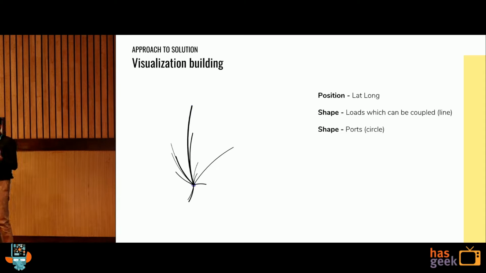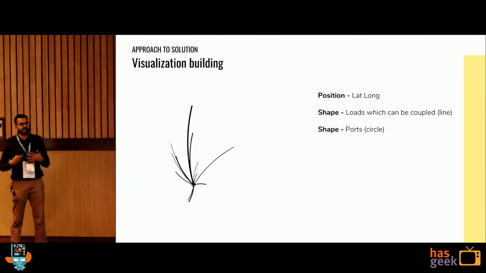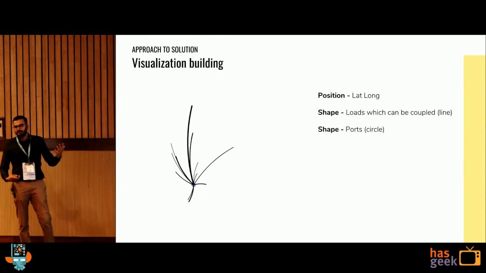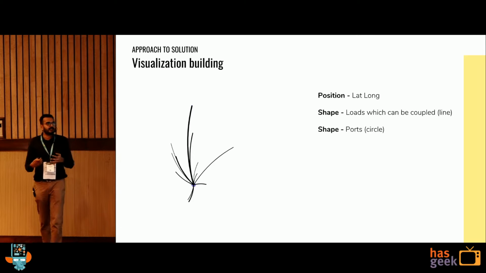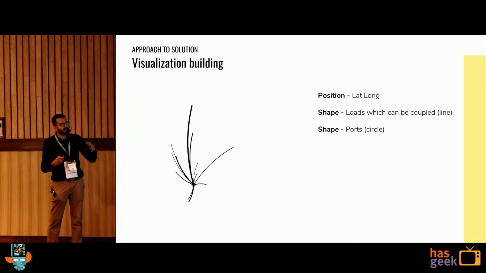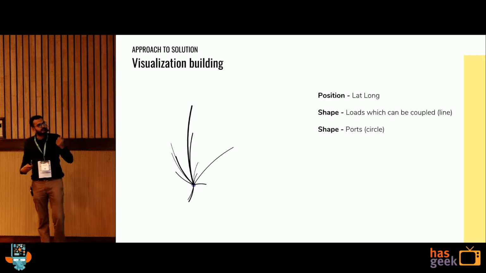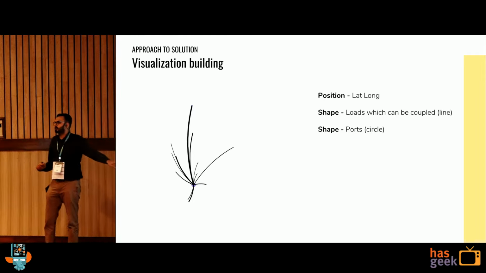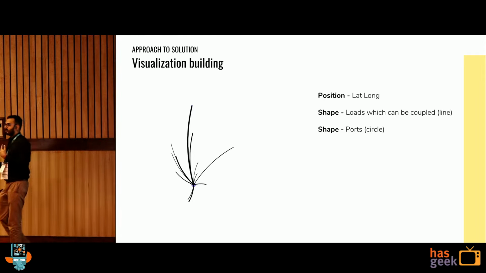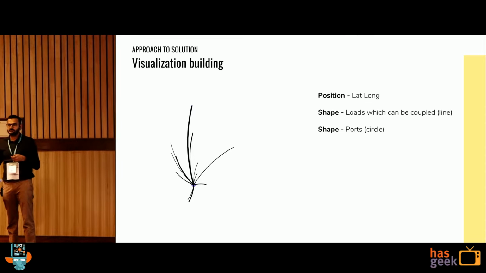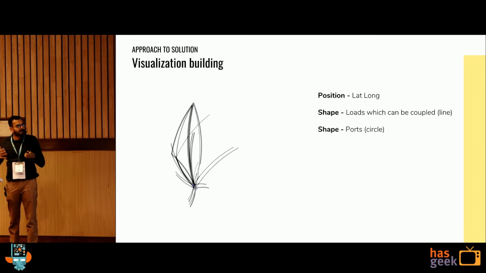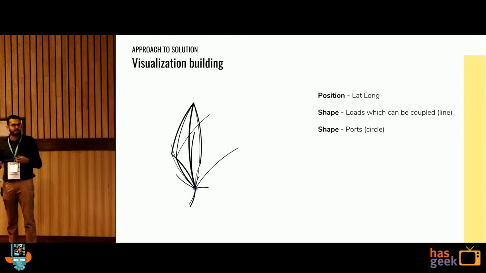We looked at what are the very obvious encodings which are possible, right? Positions can be encoded. I mean, the lat long can be encoded as a position on a 2D scale. The shape is basically a line, a curved line from point 1 to point 2. And then ports are encoded as circles, right? So we started off with this. This is a very iterative step-by-step process. So I'm skipping a few steps here because we are short on time, right?